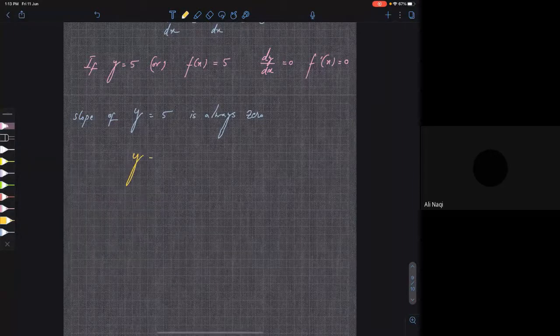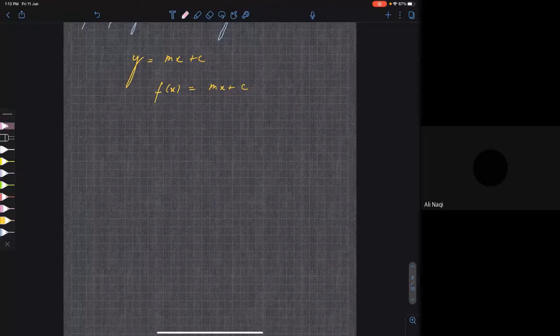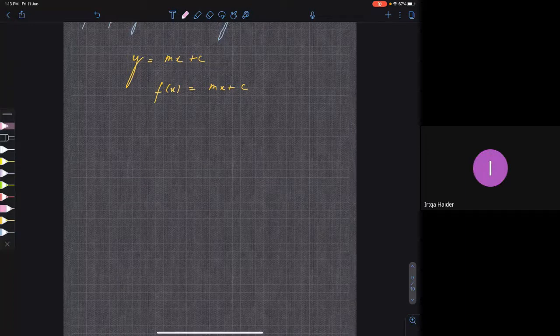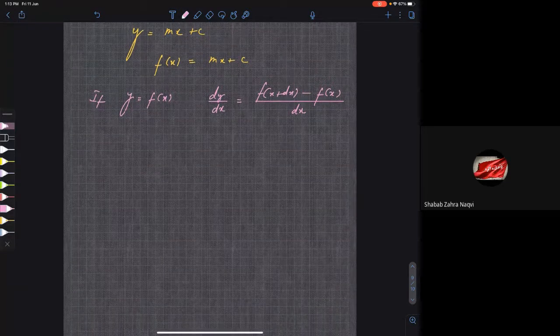y equals mx plus c. Everybody knows what the slope of this function is already, right? What is the slope of this function? m. Because it is a linear equation. But sir, according to our formula also you should get m only, right? So let us see. If y equals f of x, what is dy by dx? It is f of x plus dx minus f of x, by dx.